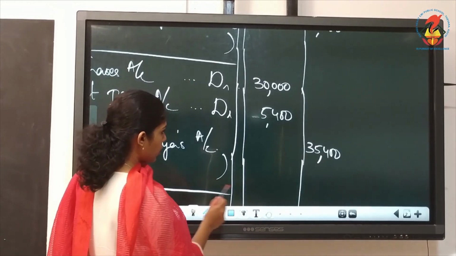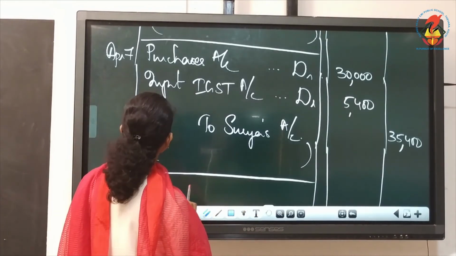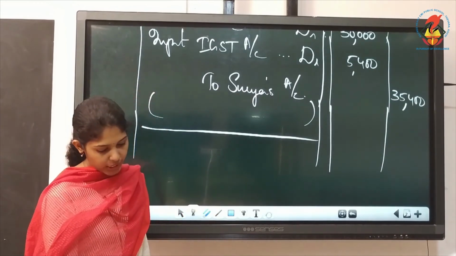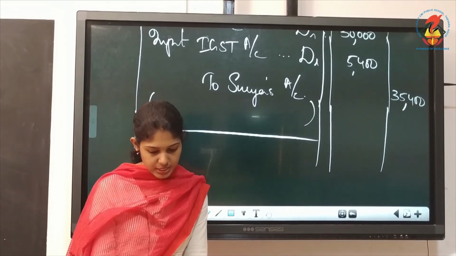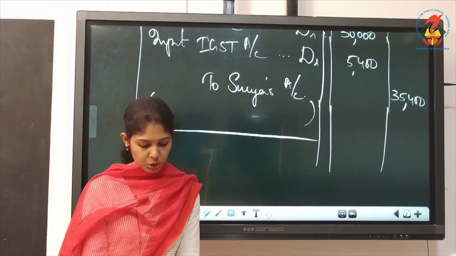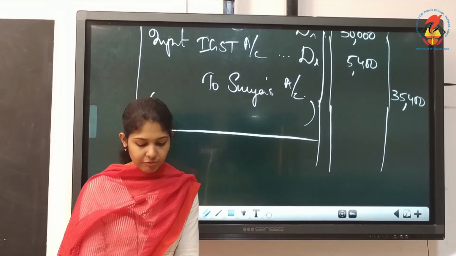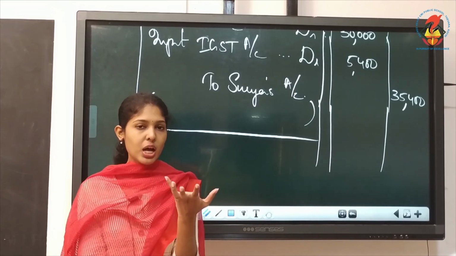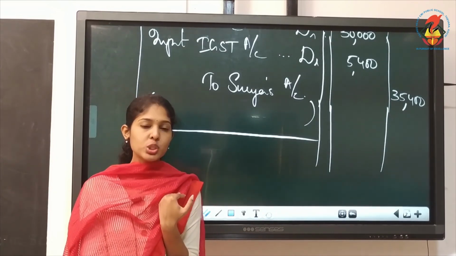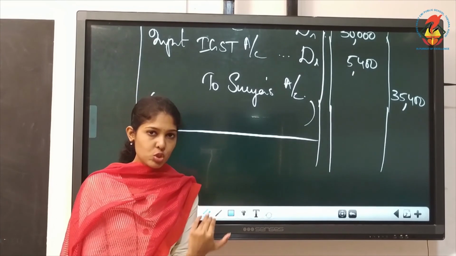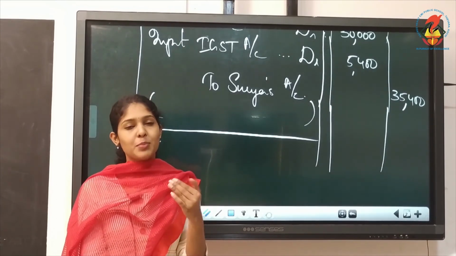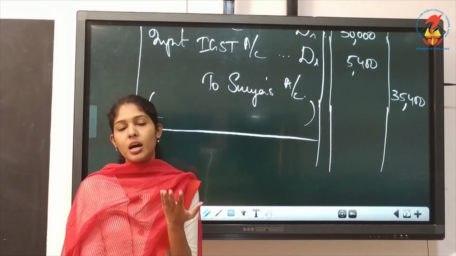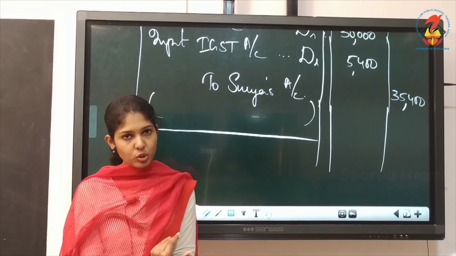Then the transaction on April 10th, sold goods to Rakesh. The place is Delhi itself. That means which GST will you charge? Output GST. Since it is sales, you have to charge out. We have to collect output GST. And is it CGST and SGST? Yes, because it is within the state. Within the same place. So it is CGST and SGST you have to collect.